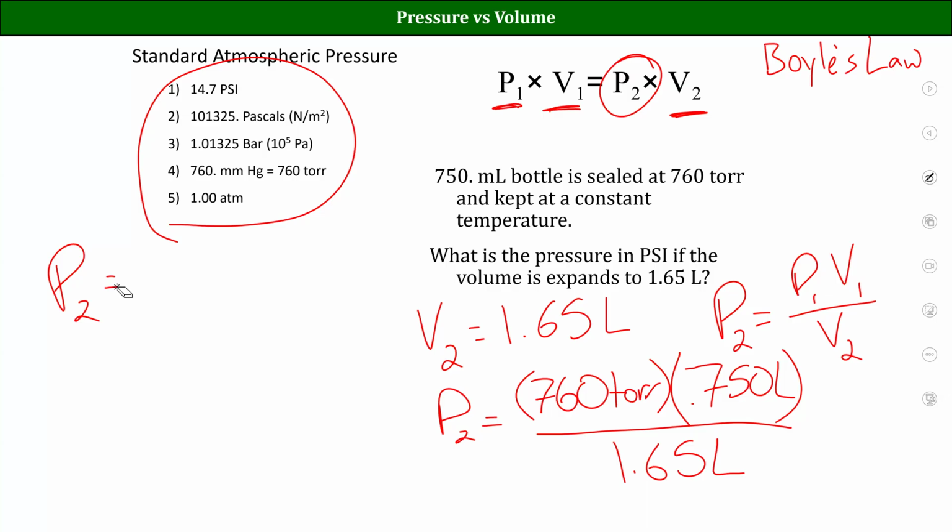So we more than doubled the volume, so we're going to cut the pressure in half. Somewhere around 340 maybe. What is it? 25 or 45? 45. Thank you.